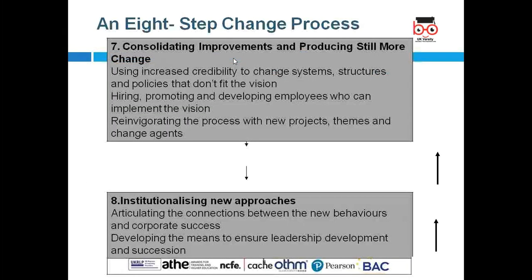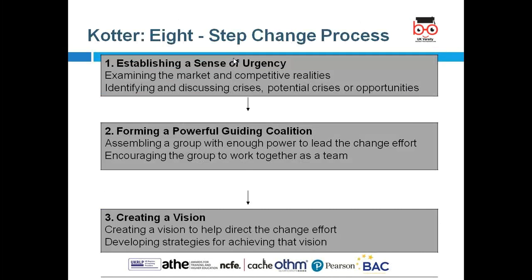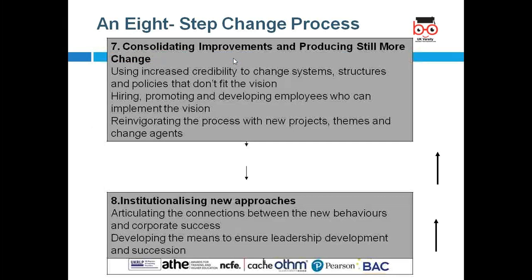So build their confidence, yes. Then consolidation: keep the improvement going and produce still more change. And then institutionalize new approaches. So these are the 8 steps given in this model, and we can follow these 8 steps. Kotter's 8-step model of change. Okay. Any questions? No. So we discussed Lewin's force field model.